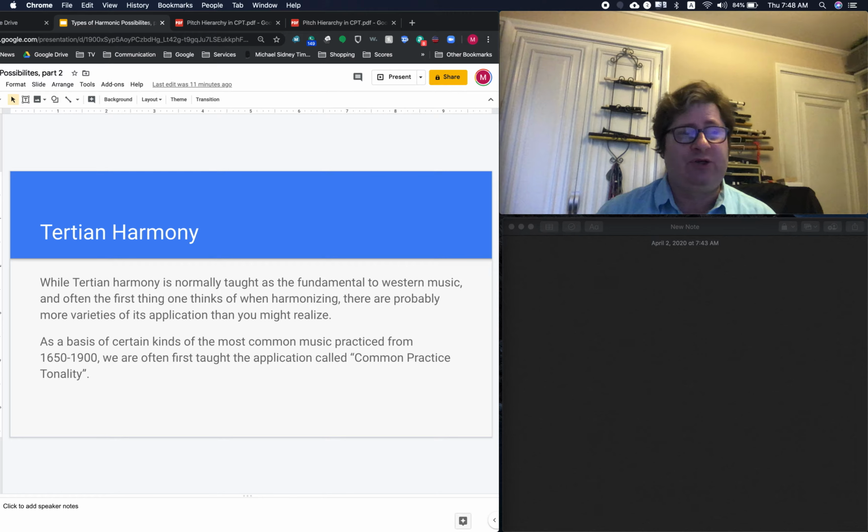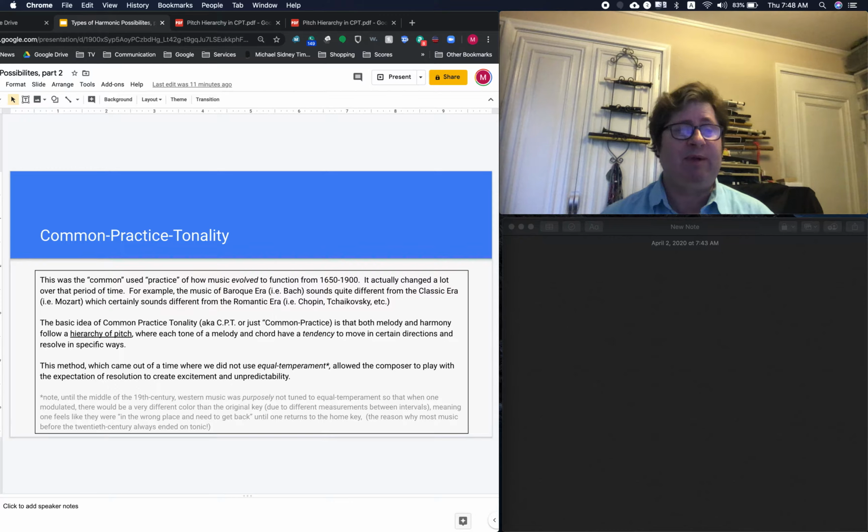All right, so tertian harmony. While tertian harmony is normally taught as the fundamental to Western music, and often the first thing one thinks of when harmonizing, there are probably more varieties of its application than you might realize. As a basis of most common music practiced from 1650 to 1900, we are often first taught the application called common practice tonality. You may have heard this before. Common practice tonality. This was the commonly used practice of how music evolved to function from 1650 to 1900.